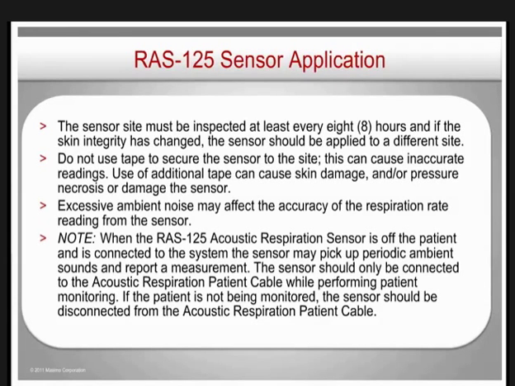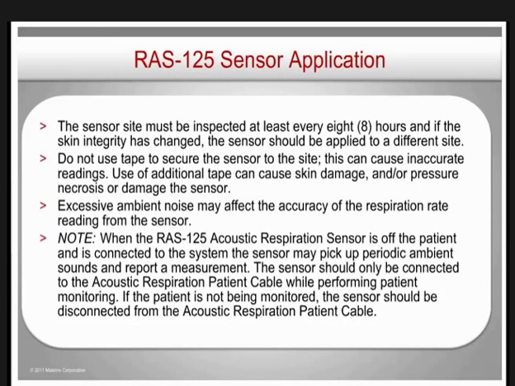A misapplied sensor that becomes partially dislodged may cause under-reading of the respiration indicator. Failure to apply the sensor properly may cause incorrect measurements. Applying the sensor too tightly may cause skin necrosis and inaccurate readings. Excessive ambient noise may affect the accuracy of the respiration rate reading from the sensor.